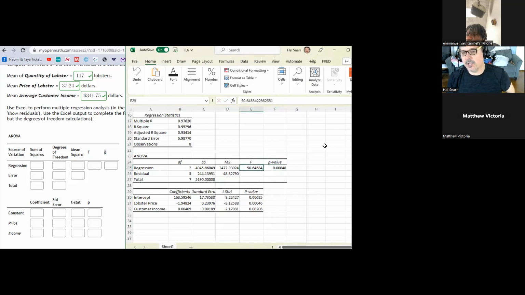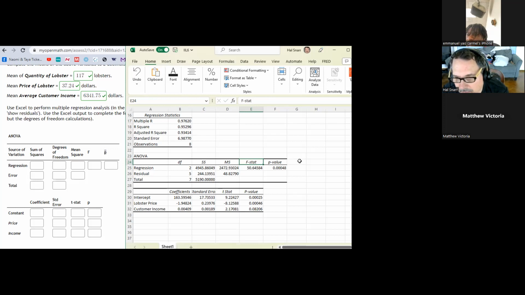This is the p-value of the F statistic, right? So I got F and p-value, right? Also, you can change this to F-stat. F-stat is a test statistic. So to the right of MS, replace F with F-stat and significance F with p-value.